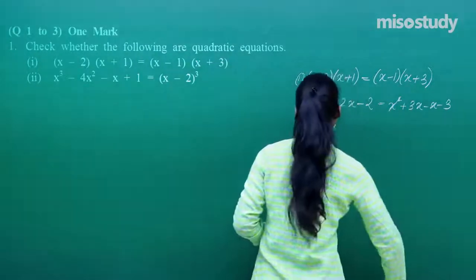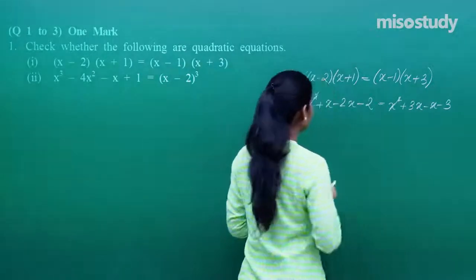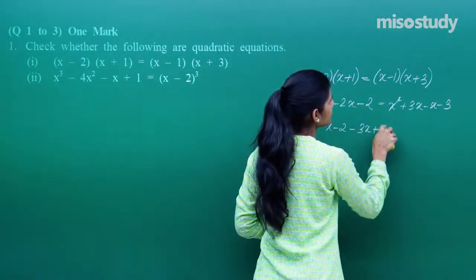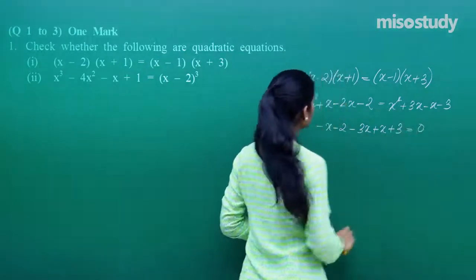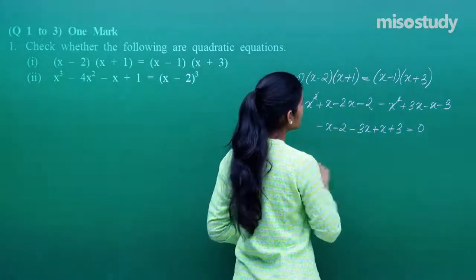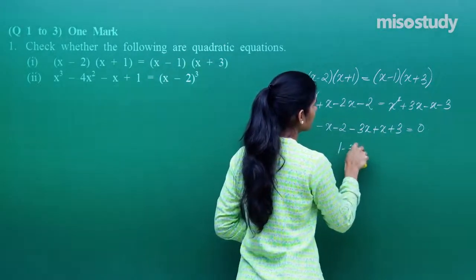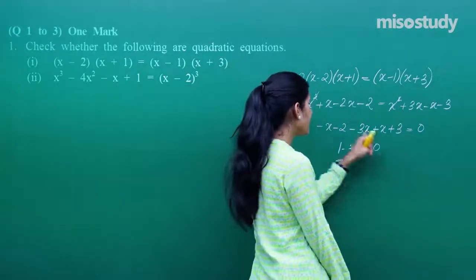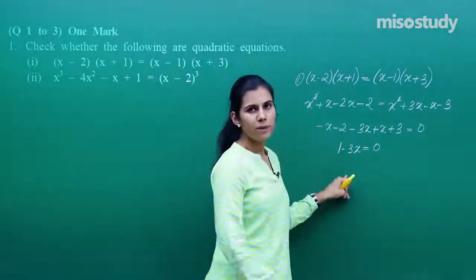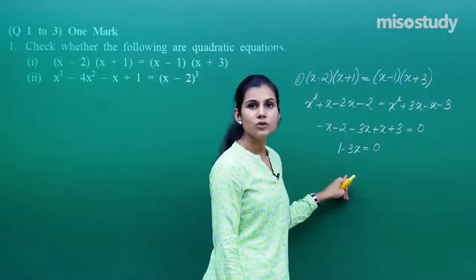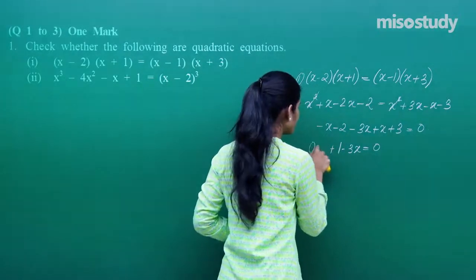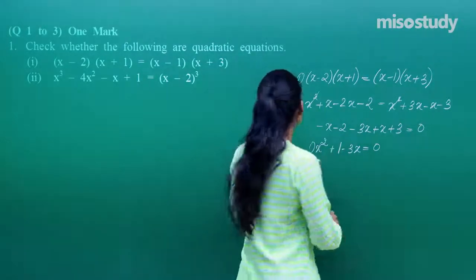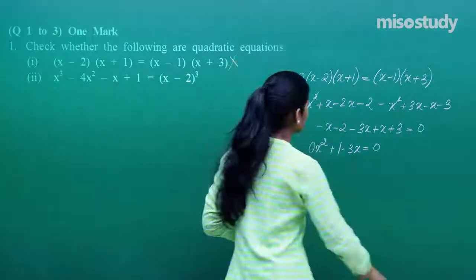So basically here you have what? x minus 2x gives you minus x minus 2. Here it is minus 3x plus x plus 3 equals 0. So you have minus x plus x cancels out. 3 minus 2 is 1. So you have 1 minus 3x equals 0. Obviously, this is not resembling ax square plus bx plus c equals 0 where a is not equal to 0. Here if I write it as ax square plus bx plus c, a is equal to 0, which is coefficient of x square. So this is not a quadratic equation for sure.